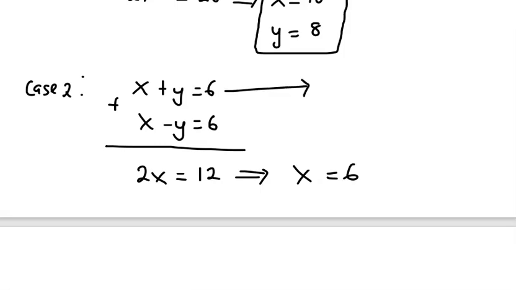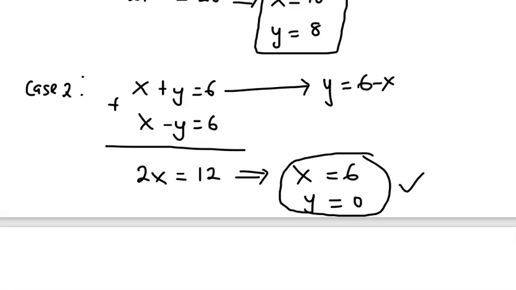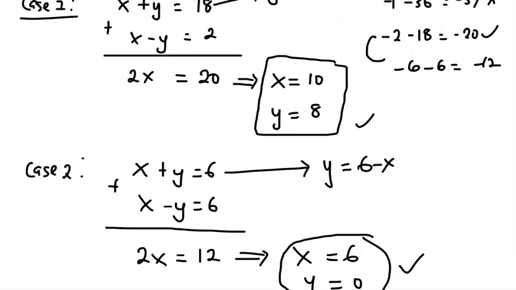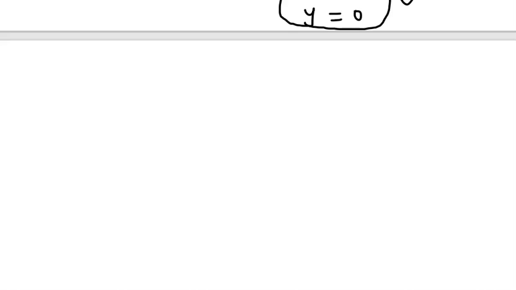For y, remember from here, y will be equal to 6 minus x. So here y will be equal to 6 minus 6, which is 0. So you can see we have our second solution set here, right? Okay, then let's make use of the negative cases here.